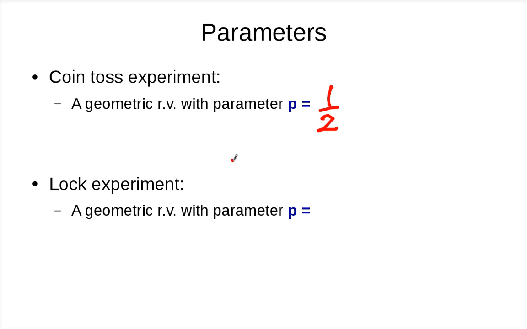For the lock experiment, we have k keys, and one of them is correct. We keep on drawing keys out with replacement. What's the probability that we are successful? It's one key out of k keys. So the parameter p is 1 over k. Note that if we did this without replacement, then it is not a geometric random variable, because each trial is not independent, and the probability of success changes over time.